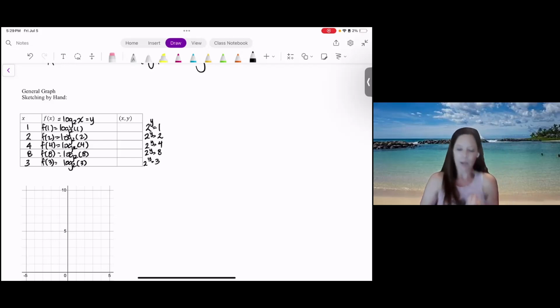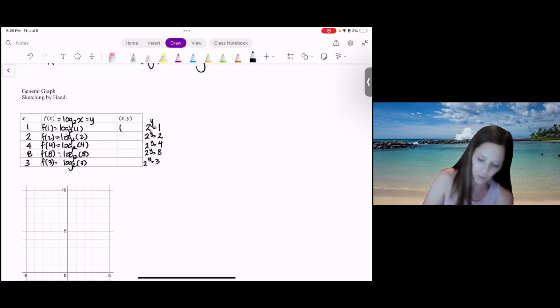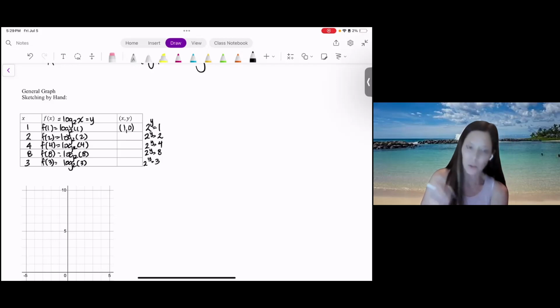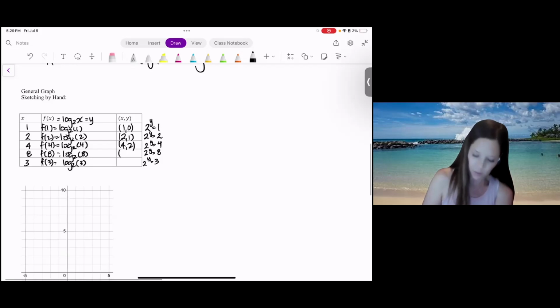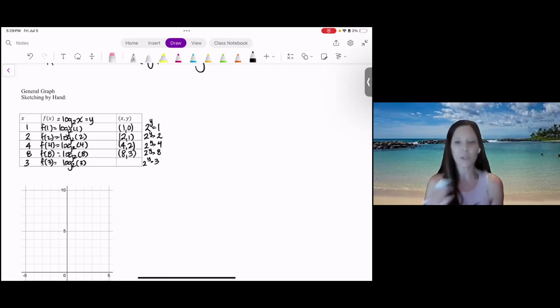Well, 2 to the 0 power is 1, which means that this is the point (1, 0). 2 to the 1 is 2, which means this is the point (2, 1). 2 squared is 4, which means this is the point (4, 2). 2 cubed is 8, which means this is the point (8, 3). But then I have 2 to something that gives me 3, and I don't really know what that is. That's not going to turn out to be a nice even number. I would need to use my calculator for this.